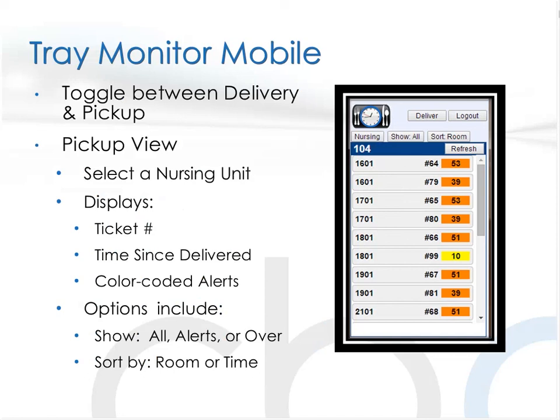Here on the top of the screen, I would toggle if I want to move back to delivery, and I'm going to put in ticket numbers and mark a tray as being delivered. And if I'm in the pickup mode here, I would see the list of all of those trays that have been delivered. This is going to be the room number that it was delivered to, the ticket number that it was, and then here is going to be that running total of the number of minutes that it's been since that tray was delivered.